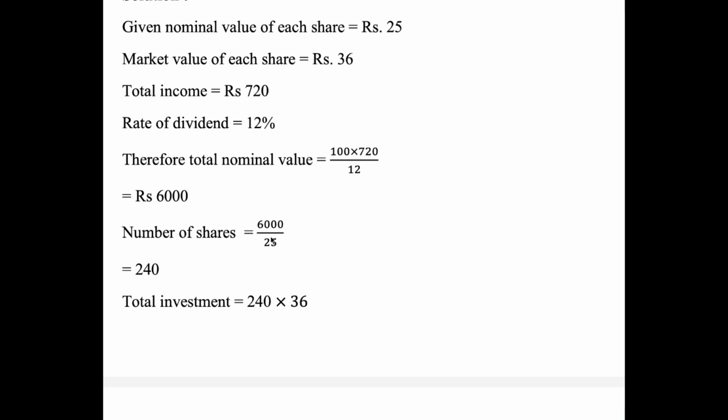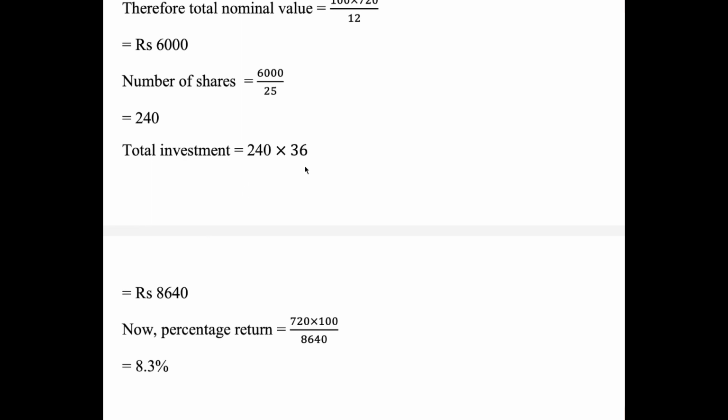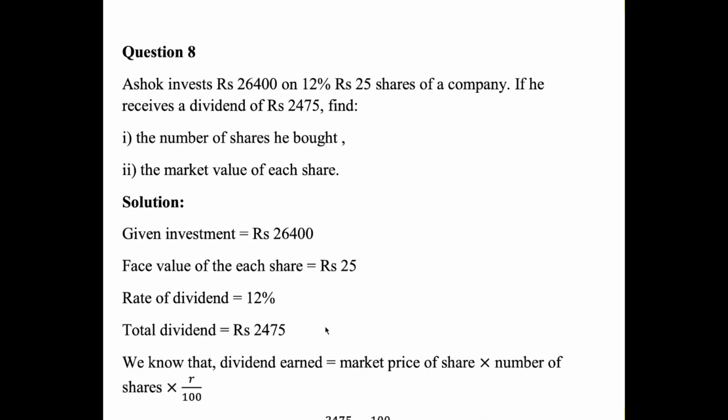Number of shares 6,000 divided by 25, that comes to 240. So total investment 240 into 36, that market value, that comes to rupees 8640. Now the percentage return, that is 720 into 100 divided by 8640, that comes to 8.3%. Come to the next problem.